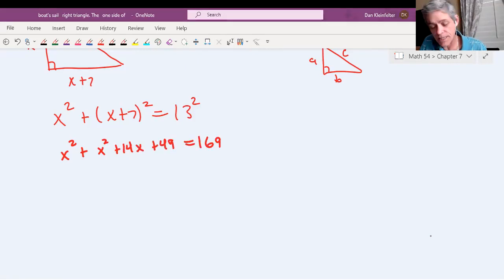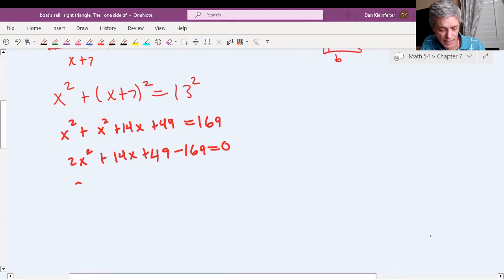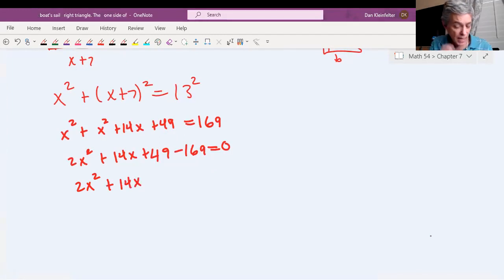13 squared is 169. Then in the middle, x plus 7 squared was a perfect square, so I multiplied that out. We'll have 2x squared plus 14x plus 49 minus 169 equals 0. And then this will give us 2x squared plus 14x, and then 49 minus 169 is negative 120. All right, so there's that.